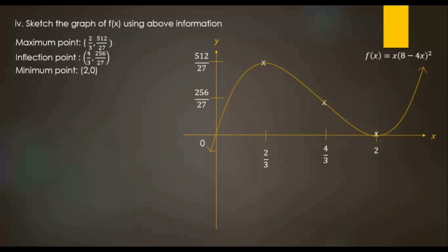Now, we're going to check the x-intercepts and y-intercepts. Here, the x-intercepts are 0, 0 and 2, 0, which are the same as what we got in the first question. And the y-intercept is 0, 0.